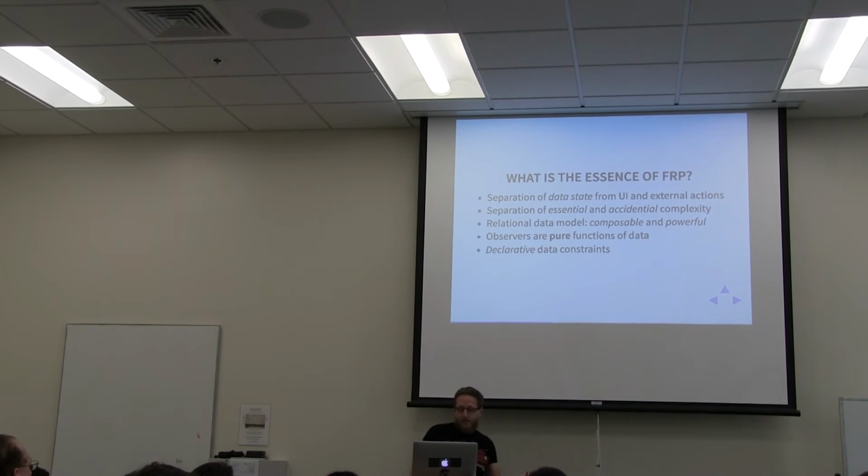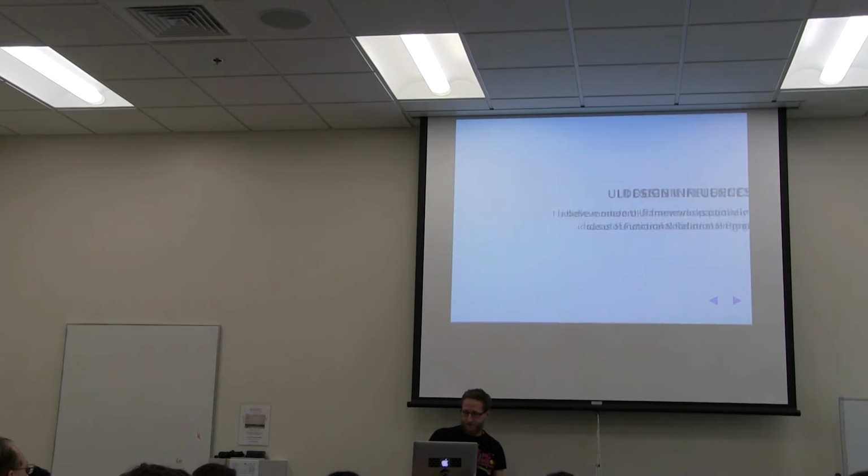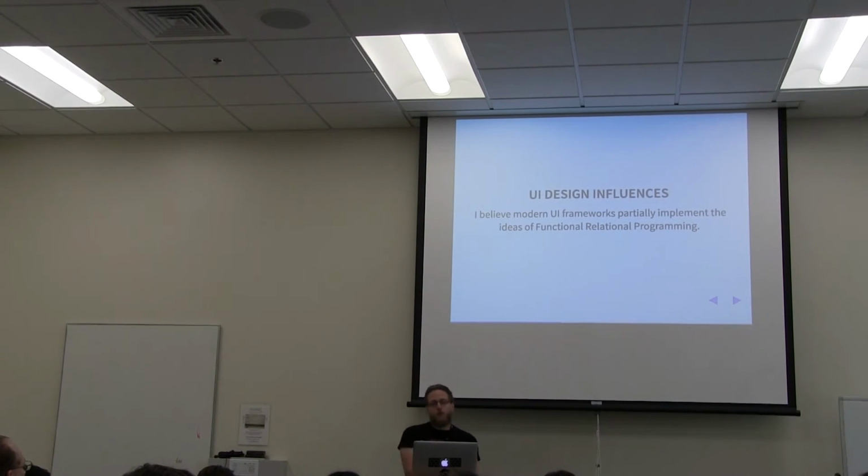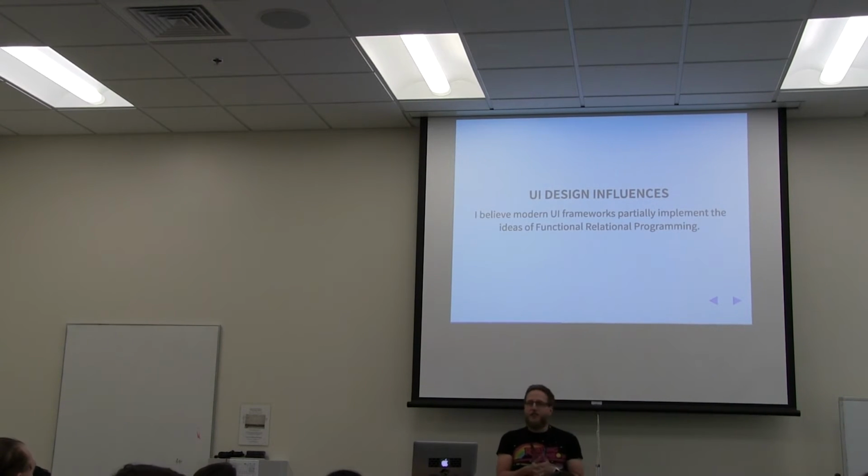And ideally, we would have declarative data constraints, where we can specify this data should not be wrong. So my thesis of this talk is basically that I think a ton of modern UI frameworks do things very similarly to this framework I've just described to you, which almost none of you have ever heard of, right?